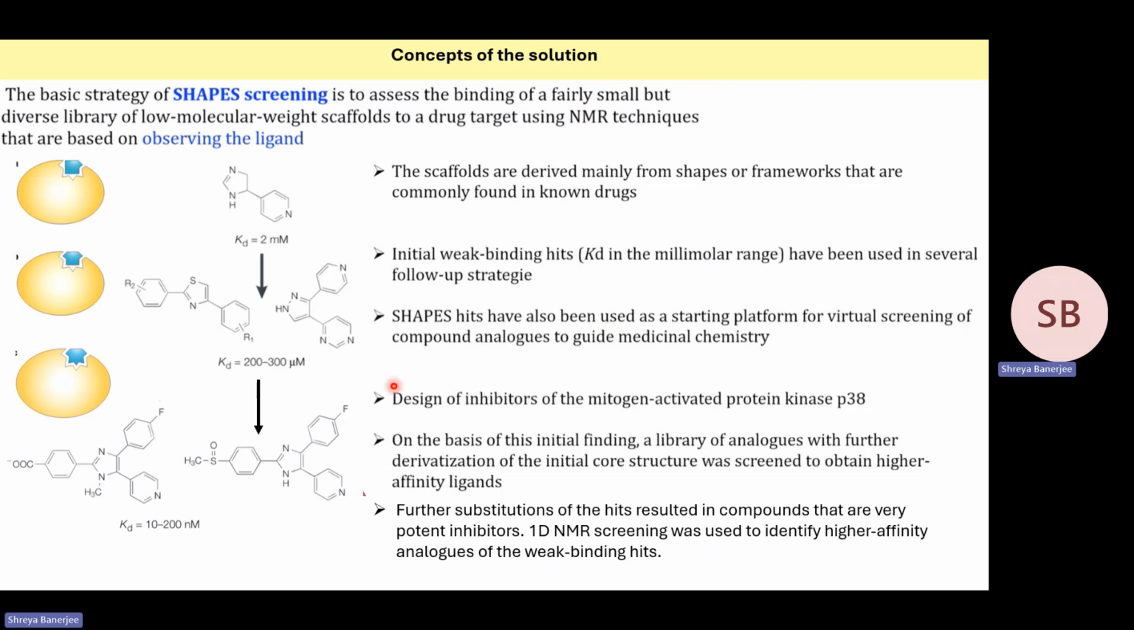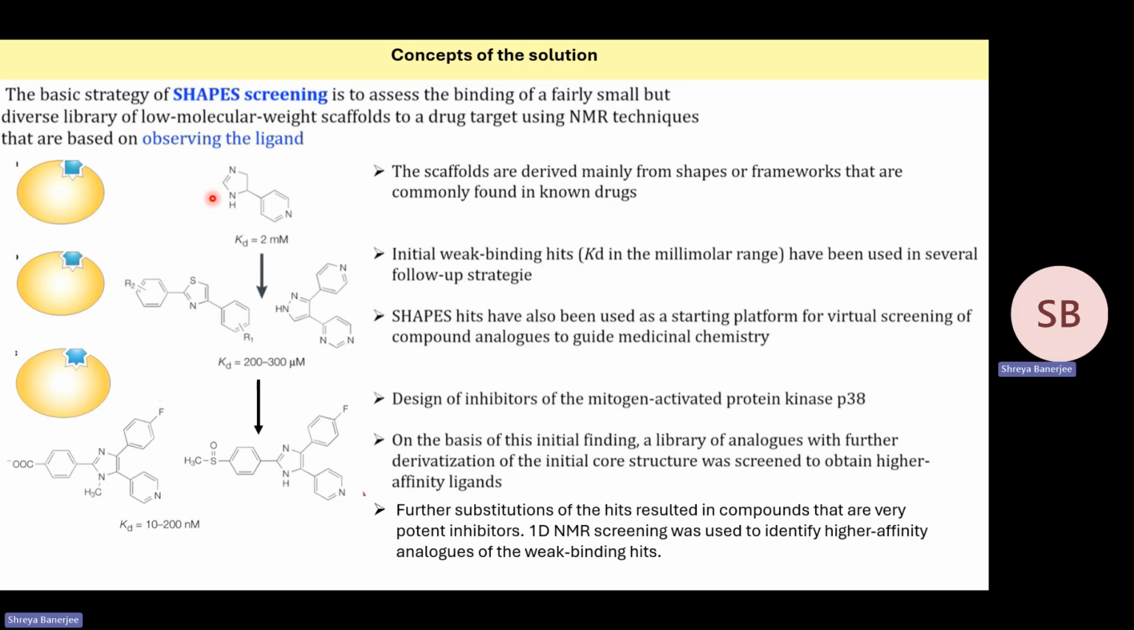And then on the basis of this initial finding, a library of analogues with further derivatization of the initial core structure was screened to obtain higher affinity ligands. So from micromolar, further derivatization can improve even up to nanomolar. So this kind of shape screening has been used as a starting platform for virtual screening of compound analogues to guide medicinal chemistry.